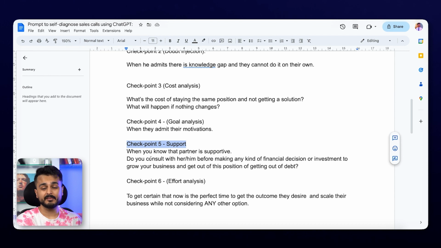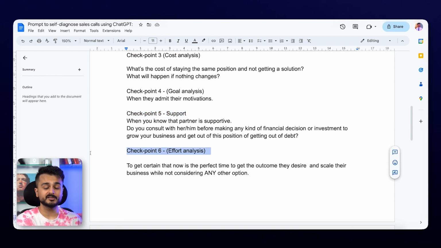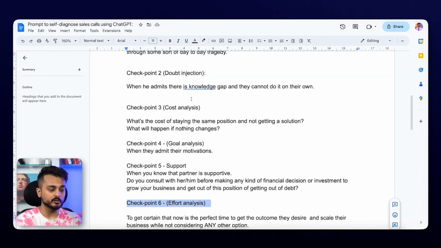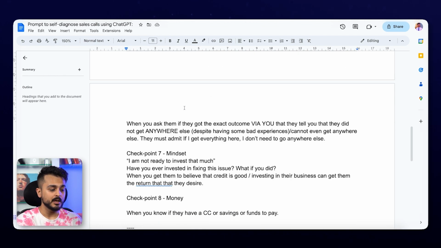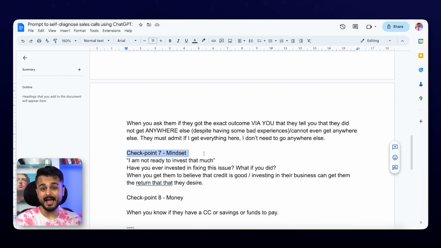Then checkpoint number 5 is you must understand, are there partners, whether they're a business partner, spouse or whatever, and are they supportive? Would they entertain the idea of the prospect going with the solution, especially if the prospect you're talking to is not the decision maker. Then checkpoint number 6 would be their effort analysis. Have they done anything in the past in order to achieve this outcome and solve this problem that they told us about? Then checkpoint number 7 would be, do they have the mindset required to actually even invest?